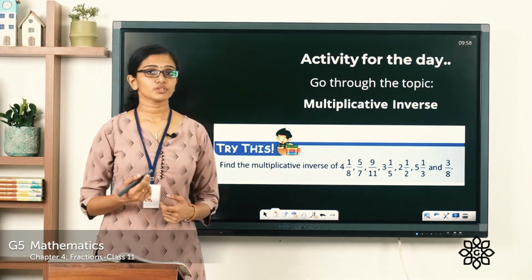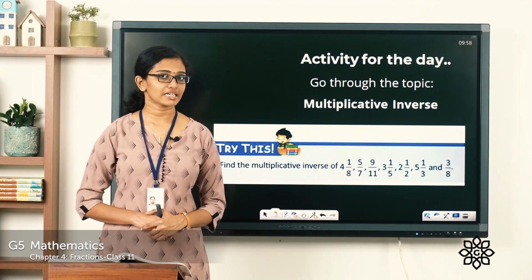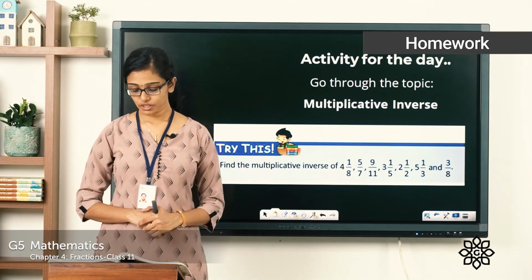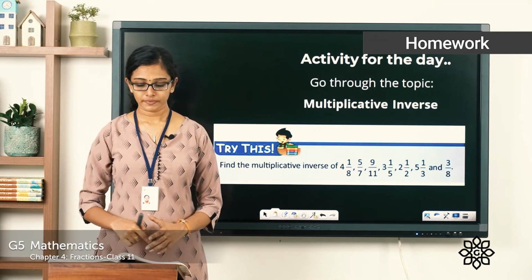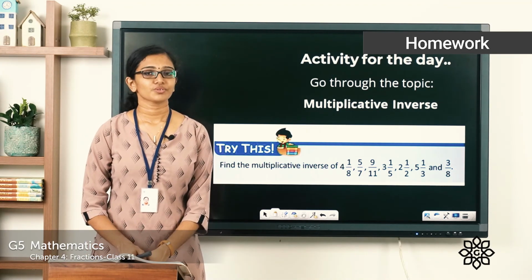Now, you have to go through the topic multiplicative inverse in page number 70 of your textbook. Once you're done with that, please move on to the next page, 71. You can see these questions in that page. Please go through those questions and do accordingly.